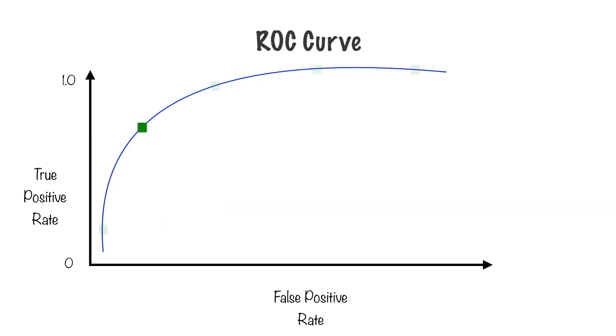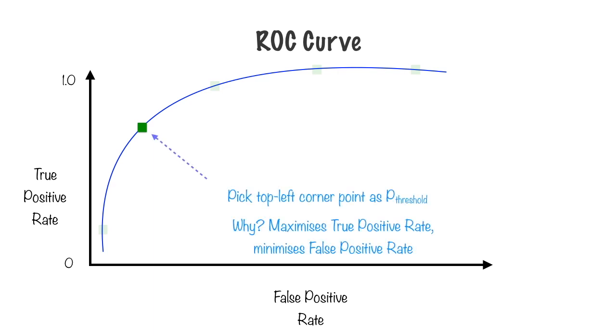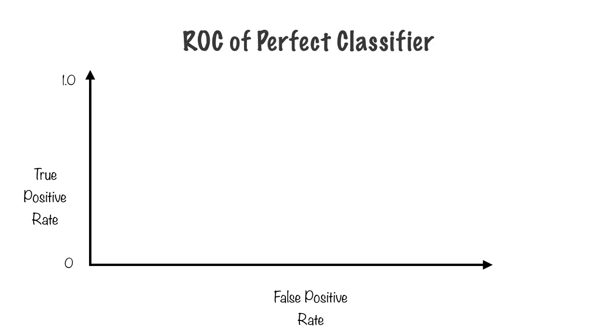Once you have this curve, you'll choose that model that has its P threshold at the top left corner. Pick that model with its P threshold here so that you maximize the true positive rate and minimize the false positive rate. The top left is what achieves this. If you have the perfect classifier where the true positive rate is at 100% and the false positive rate is at 0%, you'll basically find that the decision threshold is at the top left on the true positive rate axis. The ROC curve is basically the y axis itself.